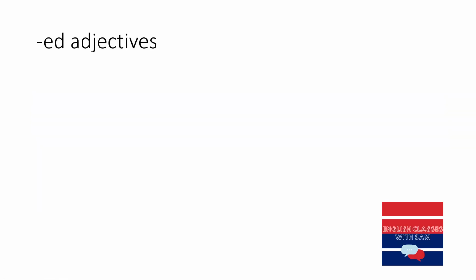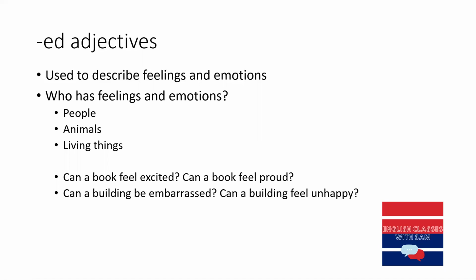So first, let's talk about ED adjectives. ED adjectives are normally used to describe feelings and emotions. So, who or what has feelings and emotions? Well, it's people, it's animals, it's living things in general. Normally, objects don't have feelings and emotions.